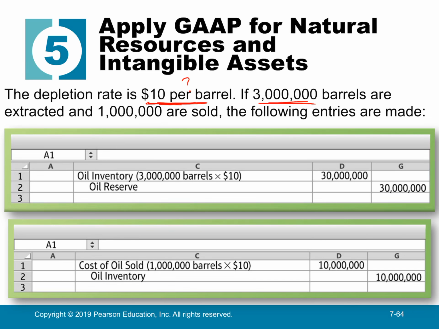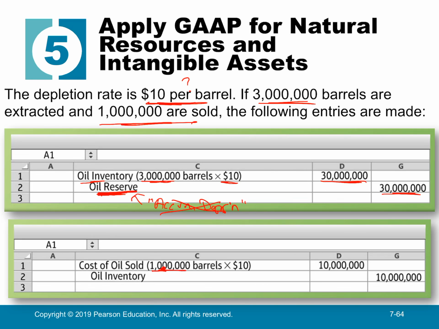So if we take out 3 million barrels during this period and we sell 1 million of them, how does this look with journal entries? Well, we took out 3 million barrels at a cost of $10 per barrel. So we're adding to our inventory 30 million, and we're reducing our oil reserve by 30 million. This is one big difference from depreciation. Remember in depreciation, we had this accumulated depreciation account, right? We didn't directly hit the asset. Well, here we're not going to have that. We're just going to directly take 30 million out of this asset, oil reserve.